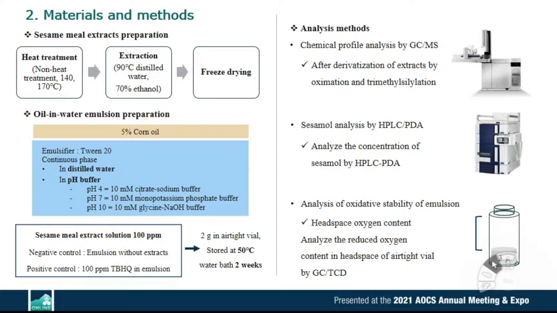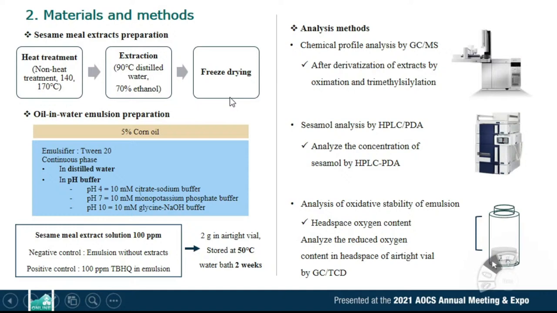Materials and methods are as follows. First, preparation of sesame meal extract. The defatted sesame meal was heat treated at 140 and 170 degrees Celsius for an hour. Sesame meal was extracted with distilled water and 70% ethanolic solution. After extraction, all extracts were freeze-dried using a freeze dryer.